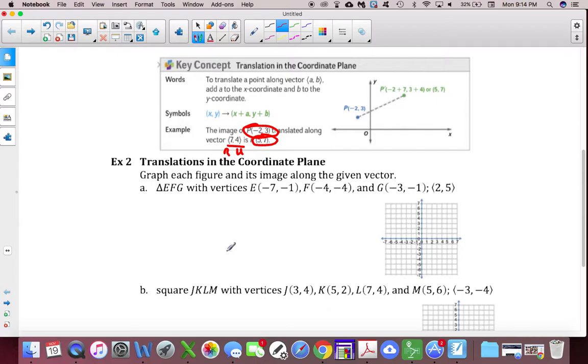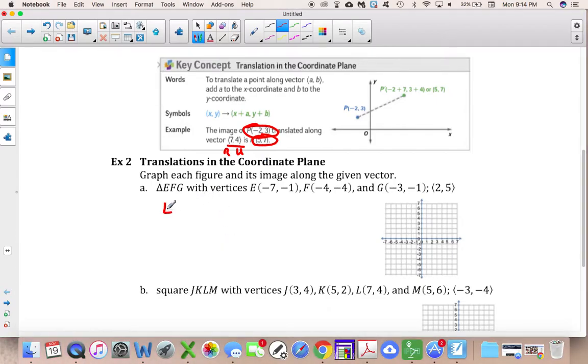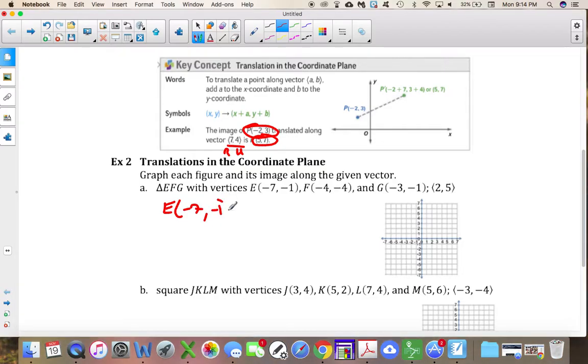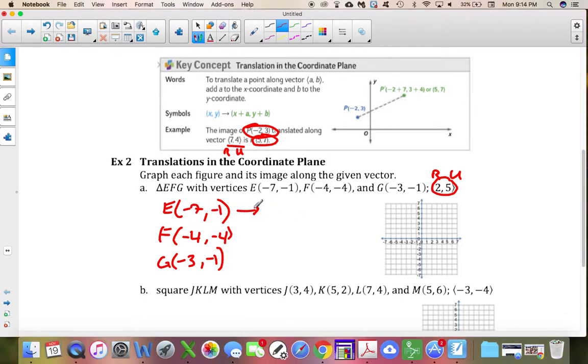Okay. So I'm going to start down here with E is -7, -1. F is -4, -4, and G is -3, -1. Okay, and we're sliding it 2, 5, which means I'm going to the right 2 and up 5.